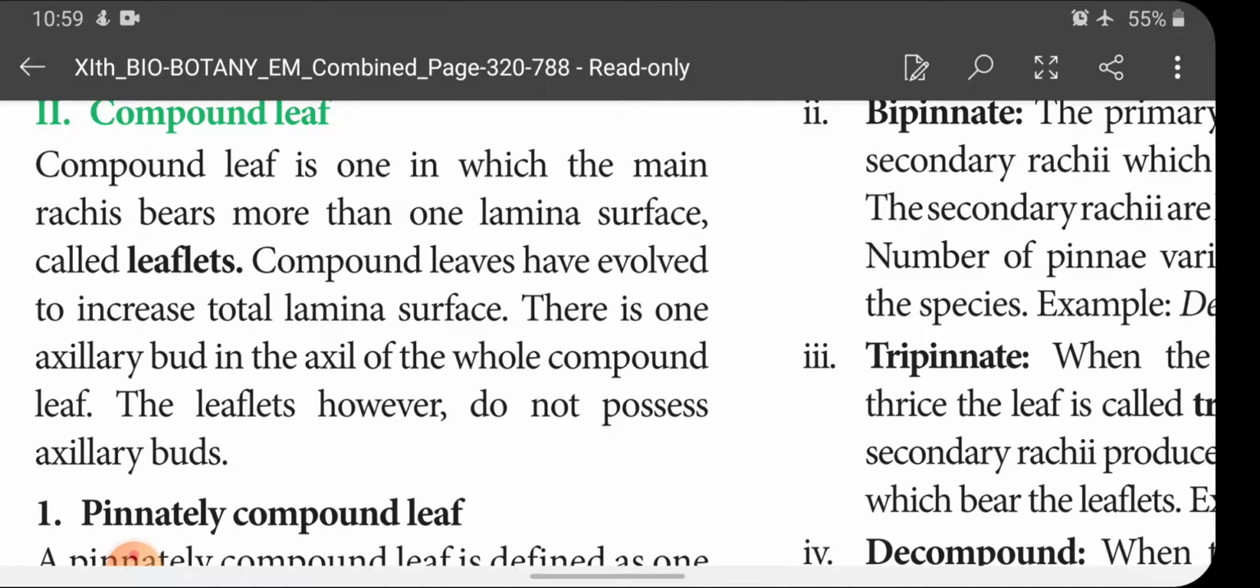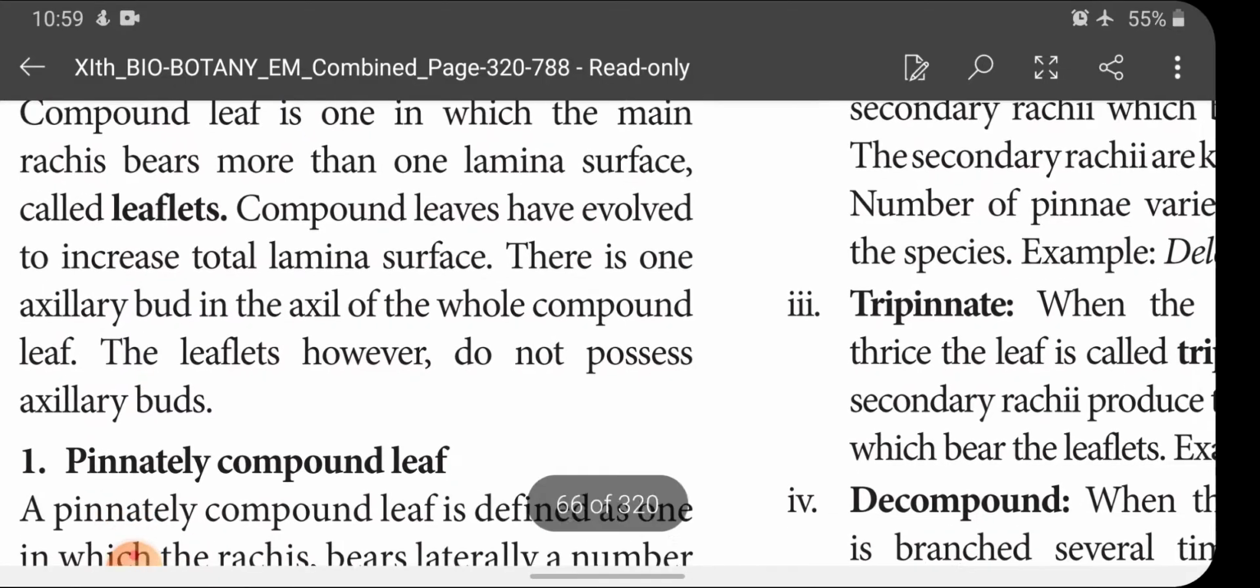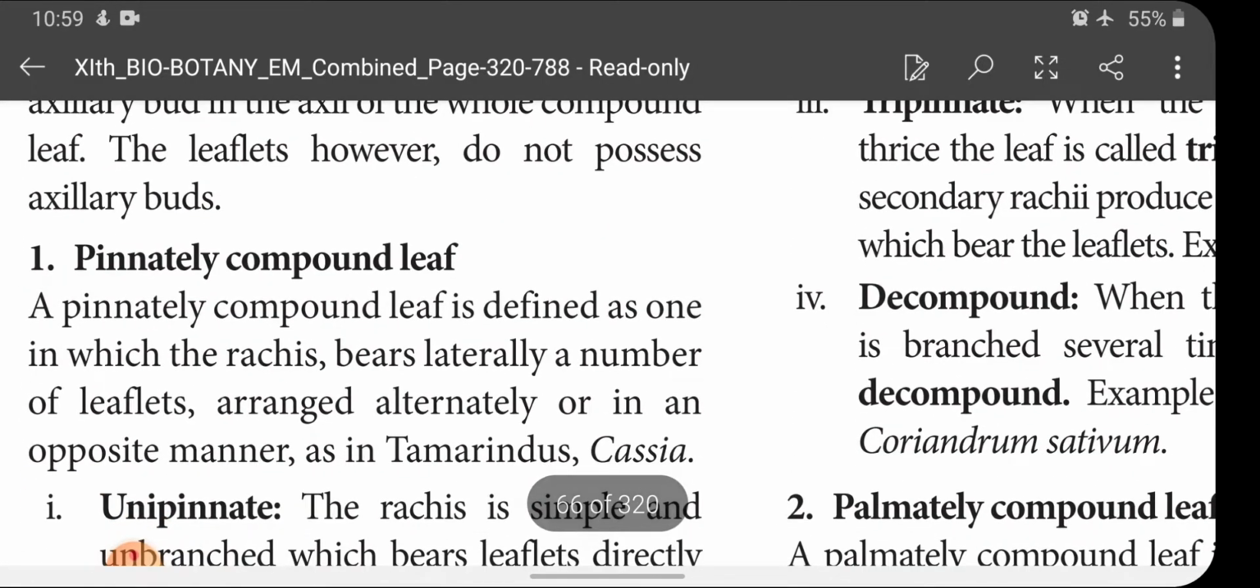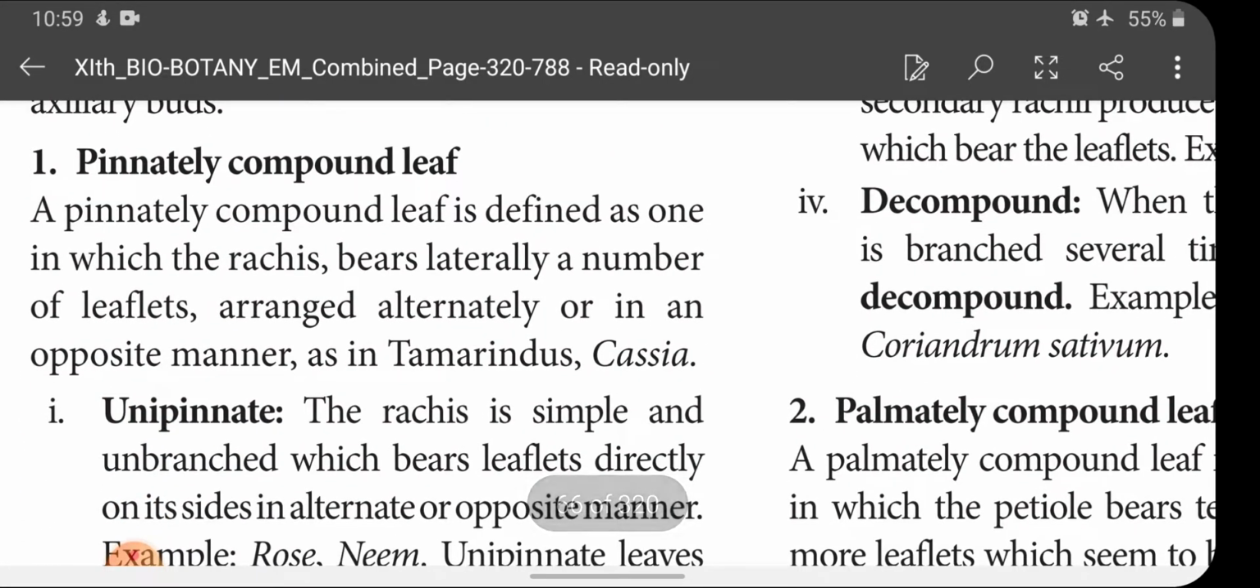There is one axillary bud in the axil of the whole compound leaf. The leaflets, however, do not possess axillary buds. Then pinnately compound leaf. A pinnately compound leaf is defined as one in which the rachis bears laterally a number of leaflets arranged alternately or in an opposite manner, as in Tamarindus and Cassia.